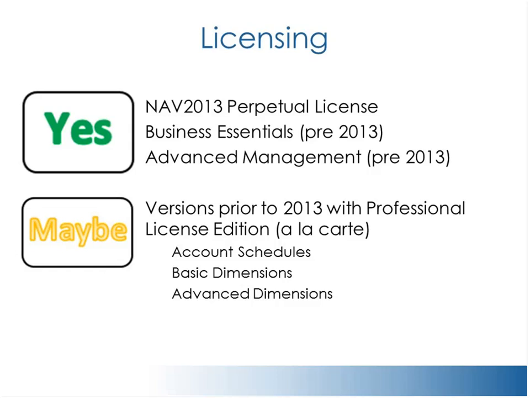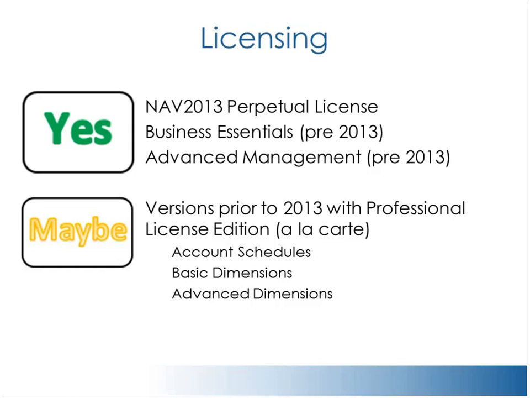You have to check if you're in versions prior to 2013 where you have the Professional License Edition, because folks at this point had kind of an a la carte option with granules. So if you're in doubt, contact your partner. Give them a call and just say, hey, do I own this or not? If you find that you don't have them and you're on a Professional License Edition, you can still get them as an a la carte option as a granule.